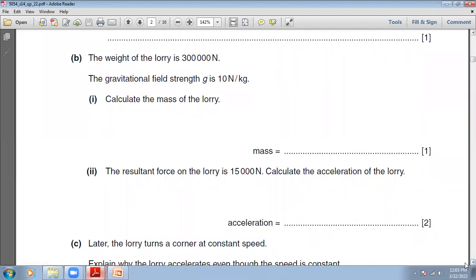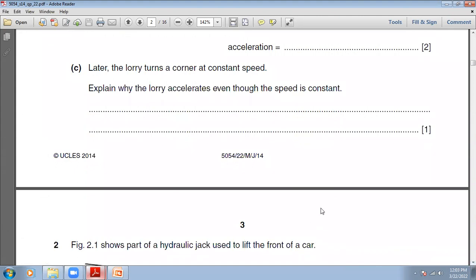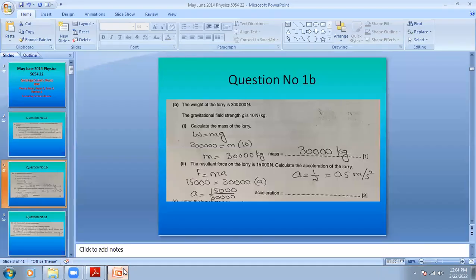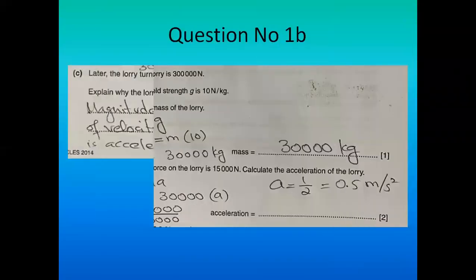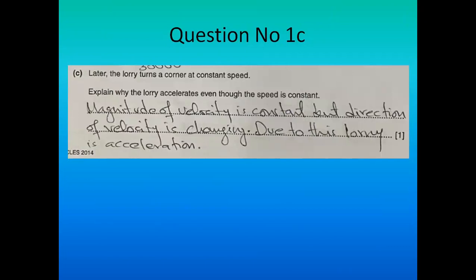Later the lorry turns a corner at constant speed. Explain why the lorry accelerates even though the speed is constant. The magnitude of the velocity is constant. The lorry is turning on a corner, and whenever you turn a corner, you move in a circular track, and your direction has to change every moment. Because the direction of the velocity is changing, we say that the velocity is changing, and when the velocity changes, there is acceleration. So the magnitude of the velocity is constant, but the direction of the velocity is changing. Due to this, the lorry has acceleration.